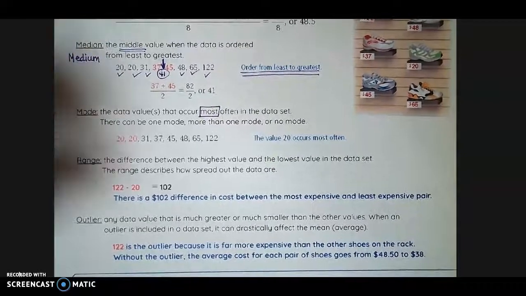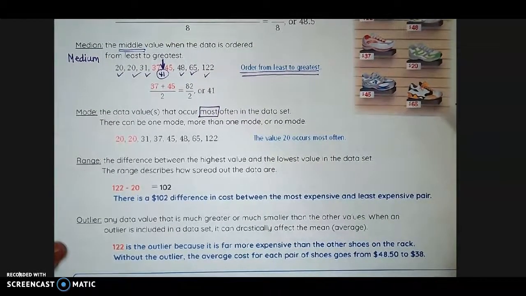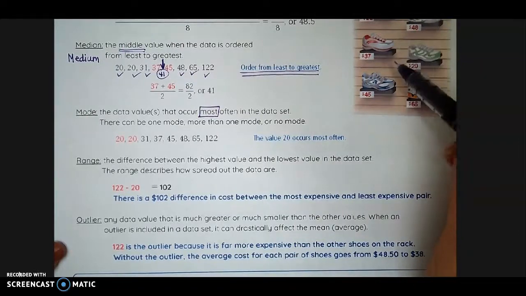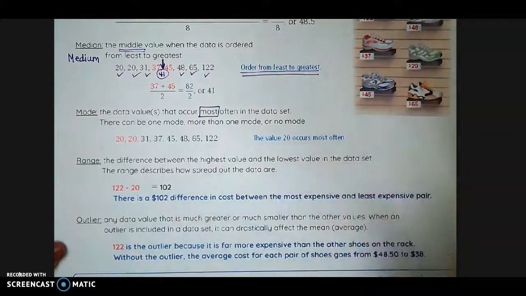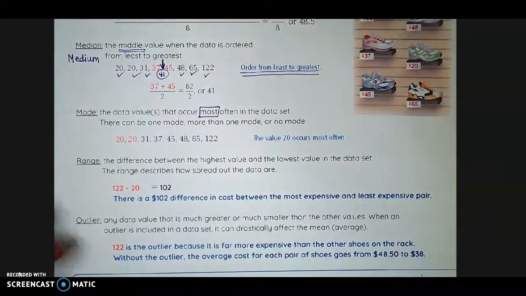So remember we were talking about the mean or the average, and we said, well, most of the shoes are pretty close to that, but there's some that are really far away. If I have those data points that are very far away, we call those outliers. And they can skew the data or make the data say something that is not true. So you have to watch out for outliers.